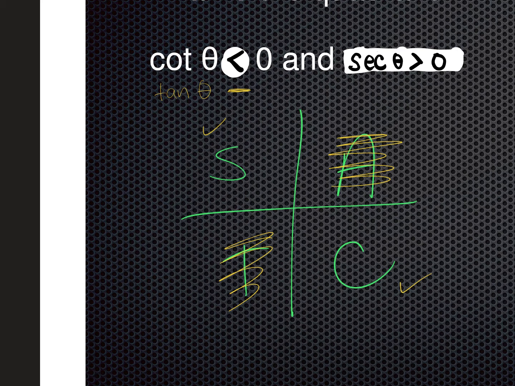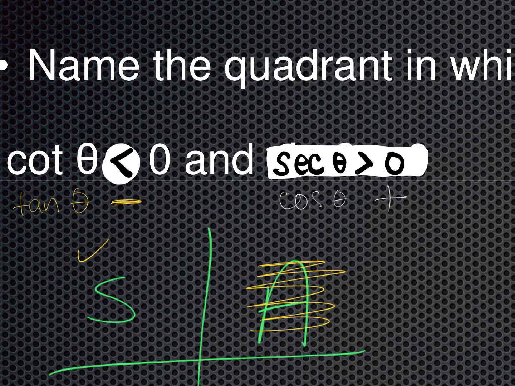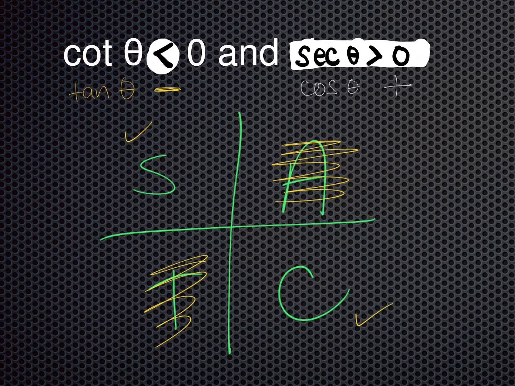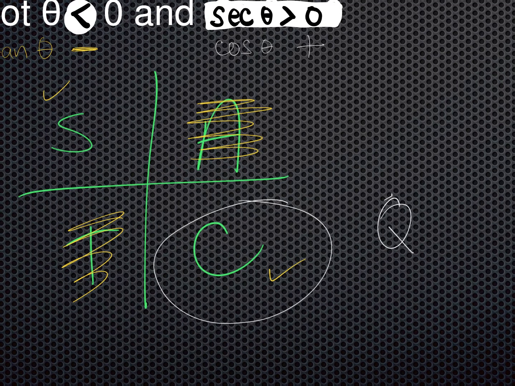The second piece of information will tell me everything. It says secant, well, what goes with secant? Okay, so secant and cosine are greater than 0. That means they're what? Positive. So with what we have left over, where are secant and cosine positive? In the fourth, right here. So your angle lies in Q4. Questions?